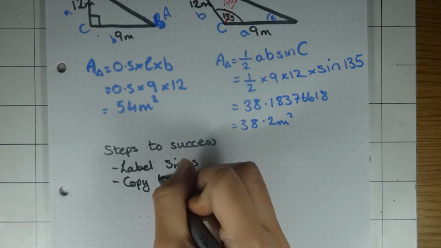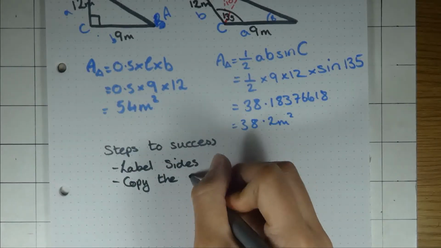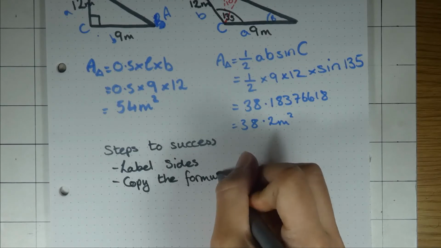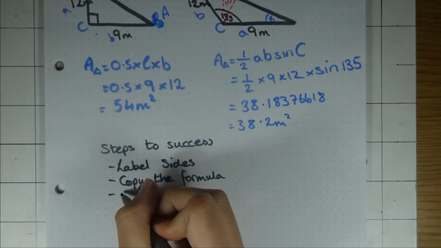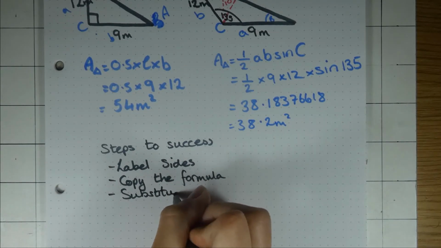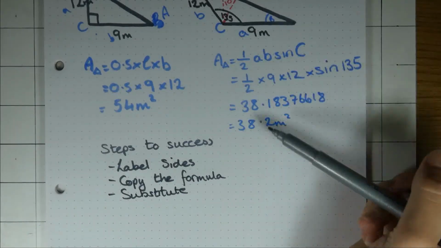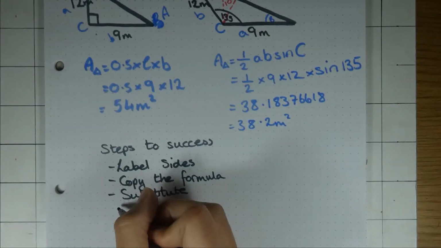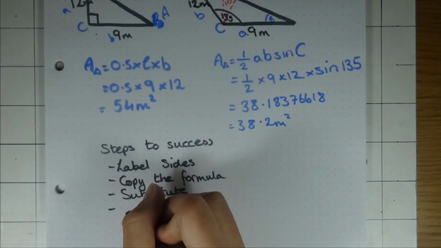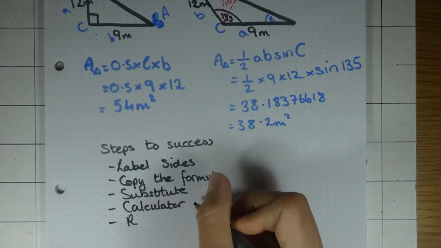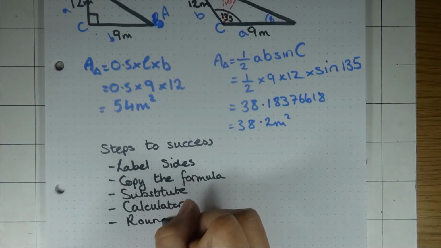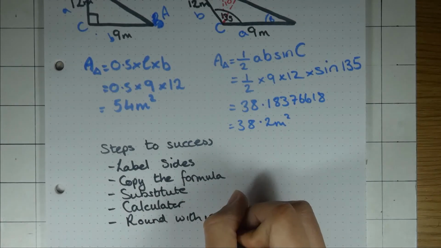Now you are given this formula in a National 5 exam. Don't be a martyr. Go to the front of your test paper, find that formula, copy it the most careful you have ever been in your life. Copy the formula. You substitute in your values. So you substitute in A, you substitute in B, you substitute in sine C. And then you put it all in the calculator. And you round with units.